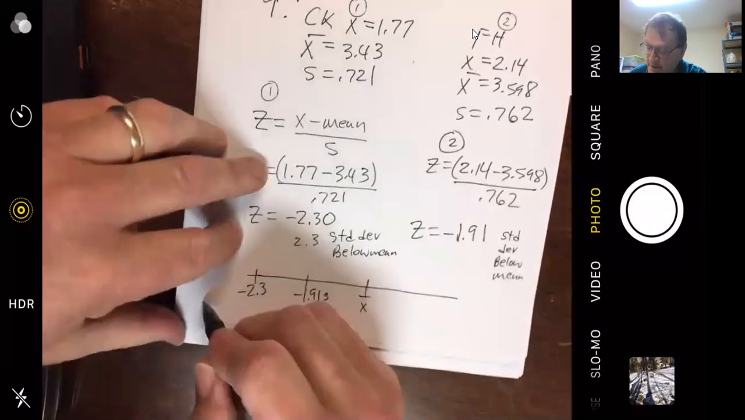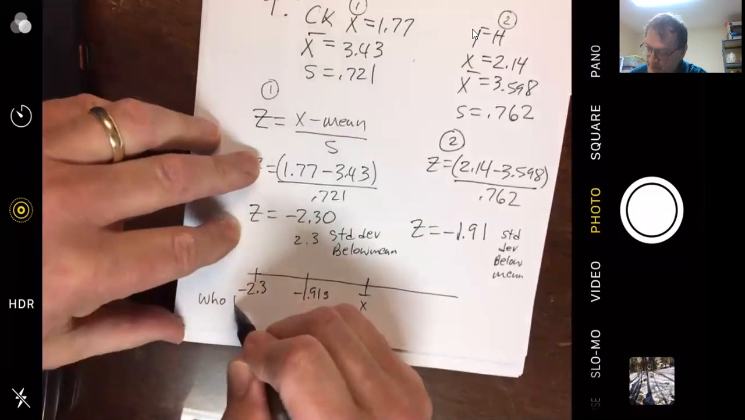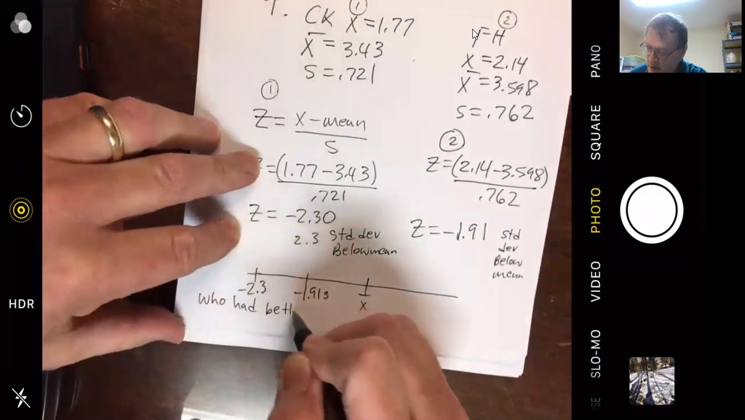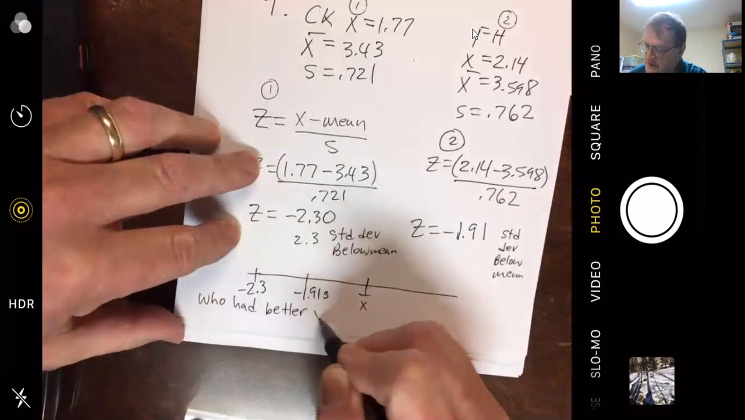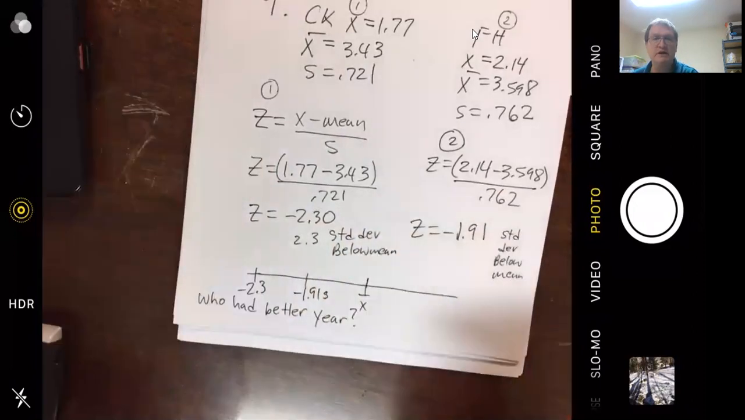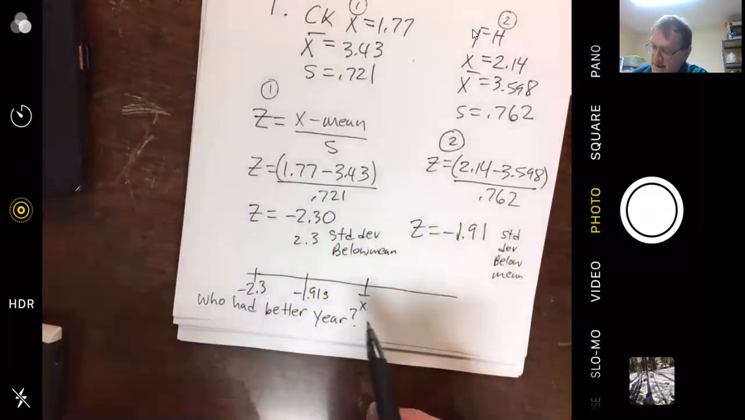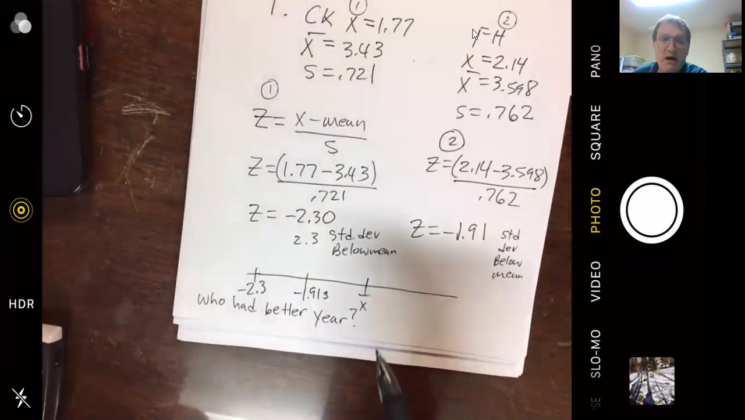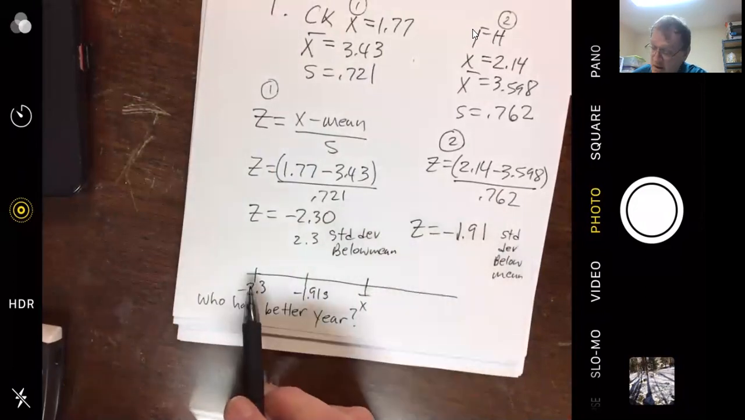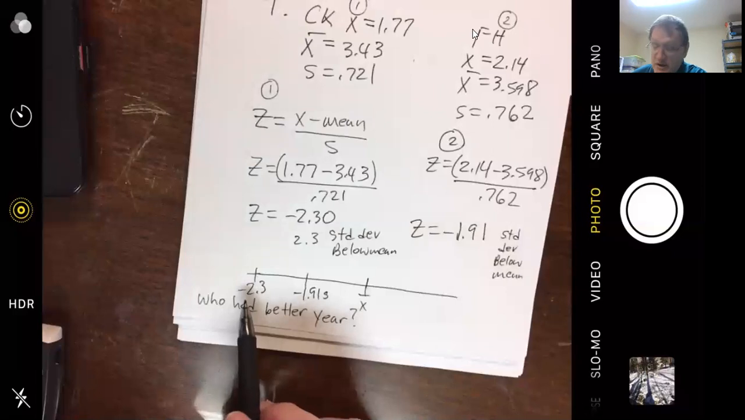Who had the better year? Well, I hope you know about baseball. This is an example of knowing the underlying subject. You would want to be as low as possible with this for a pitcher to be considered good, and so that would be Clayton Kershaw.